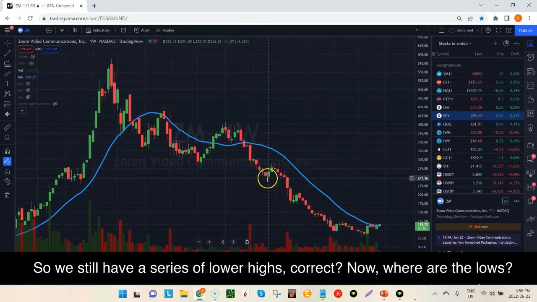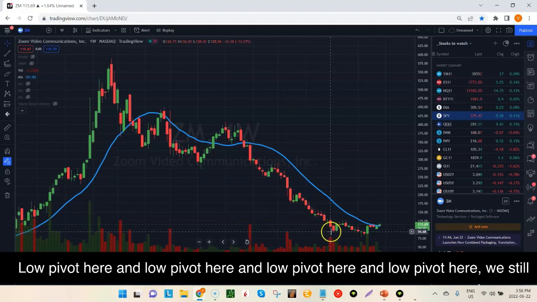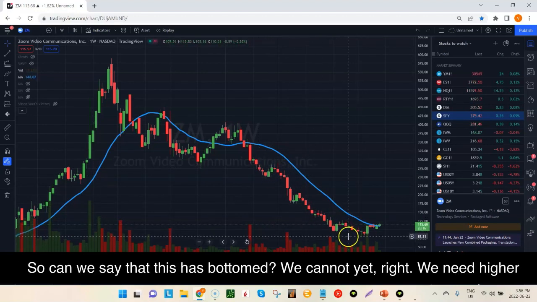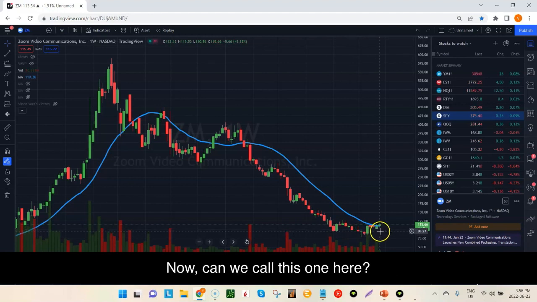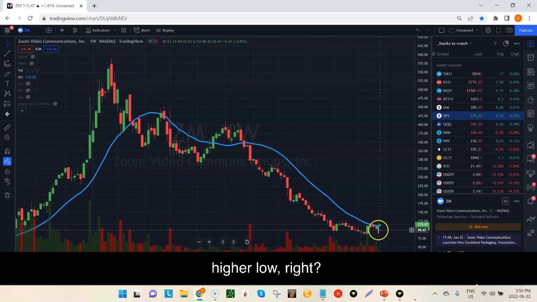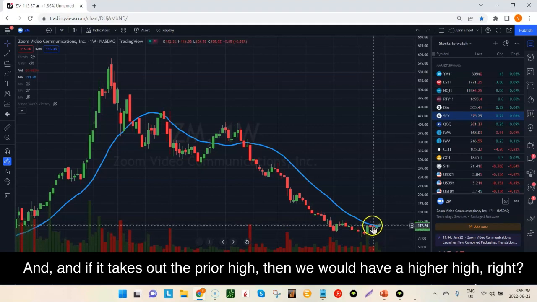Now, where are the lows? Low pivot here, low pivot here, low pivot here, low pivot here. We still have lower lows. So can we say that this has bottomed? We cannot yet, right? We need higher highs and higher lows. Now, can we call this one here a pivot low? We can, if it takes out this high. So then we would have a higher low, right? And if it takes out the prior high, then we would have a higher high, right?